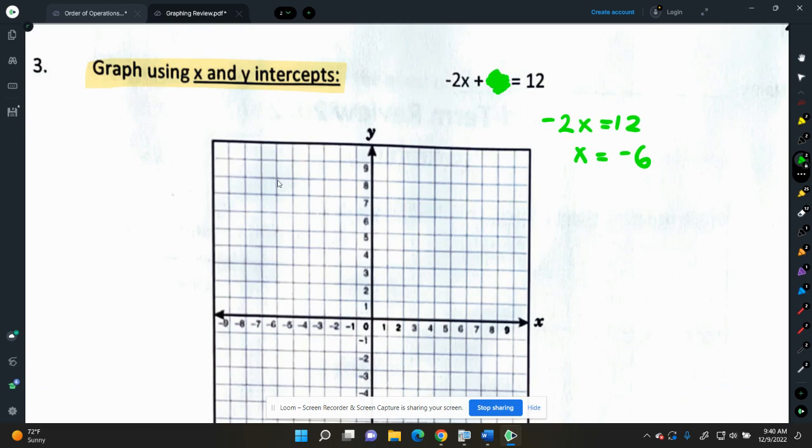Michael, what do I do with that x equals -6? Cam, what do I do with the x equals -6? Graph it where? On the x-axis. So we go over to -6 on the x-axis.